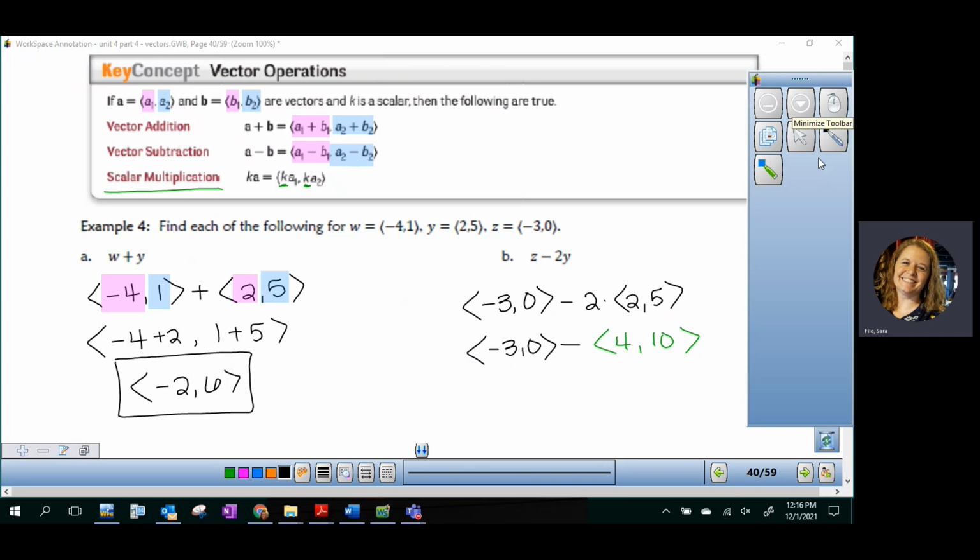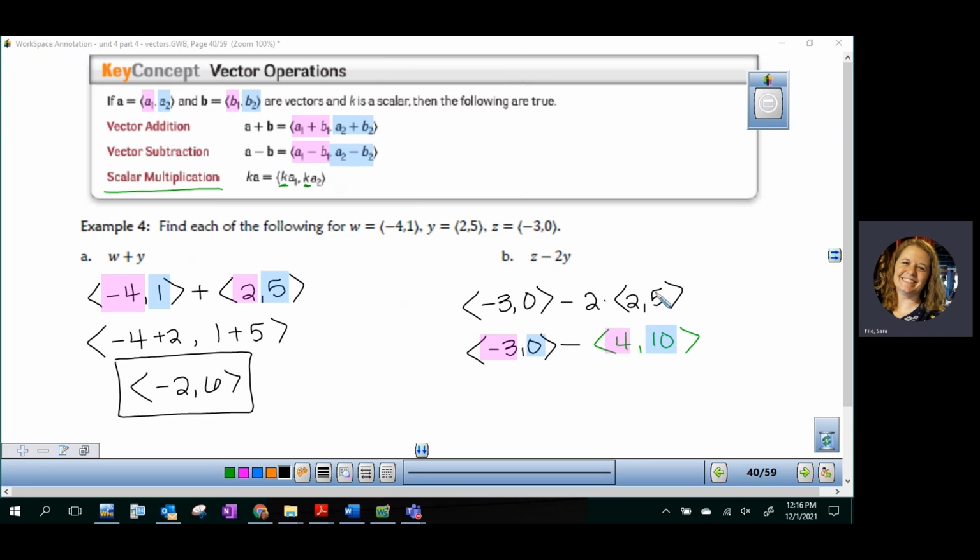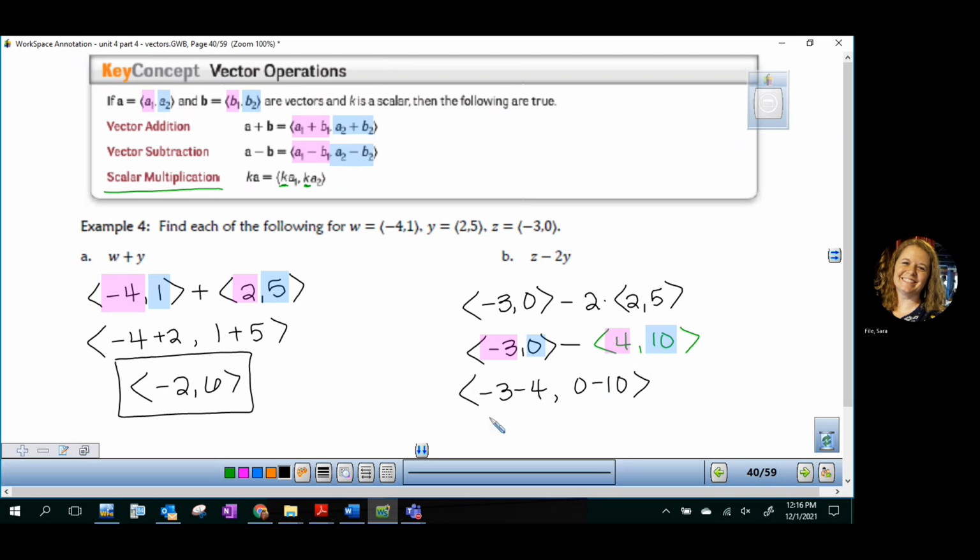Again, I'm going to identify the vertical components and the horizontal components that need to be subtracted. The order does matter because it's z minus 2y. So it should be -3 minus 4 and 0 minus 10. So -7, -10. Is that different?